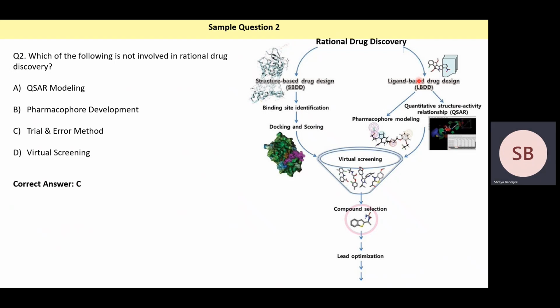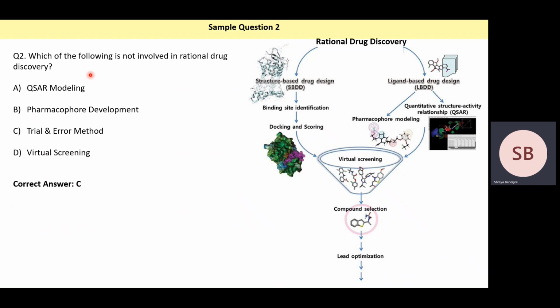ligand. Or pharmacophore modeling, where from the structure of the binding site, certain chemical features are identified which are essential in the ligand, and those ligands form a library of compounds that fulfill these chemical features from the pharmacophores. These can again undergo virtual screening for eventual compound selection and lead optimization.